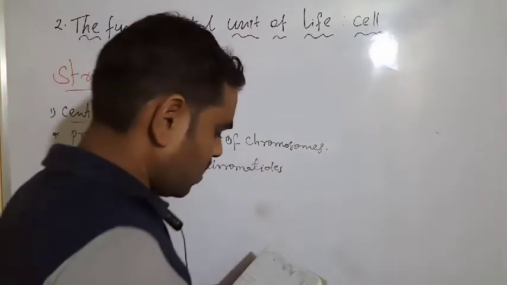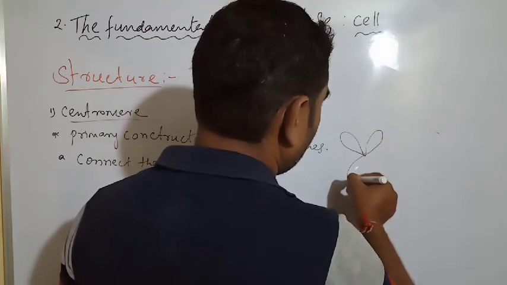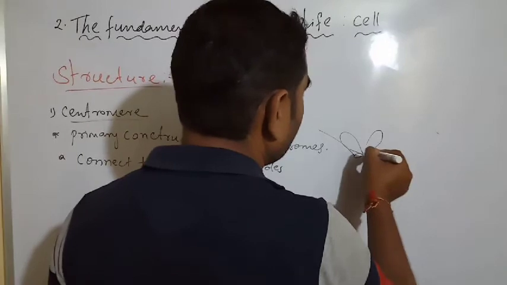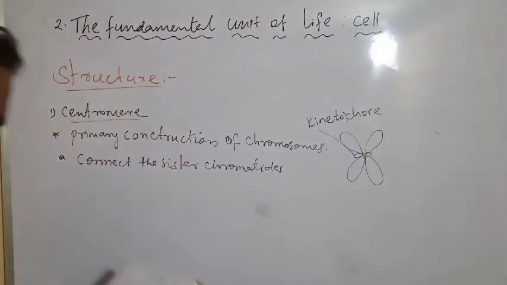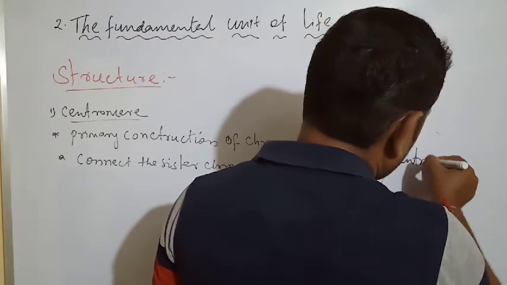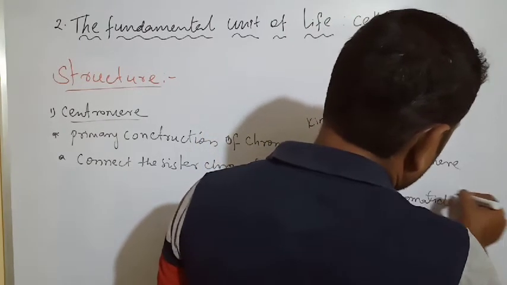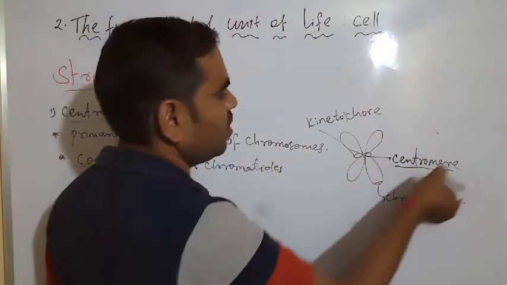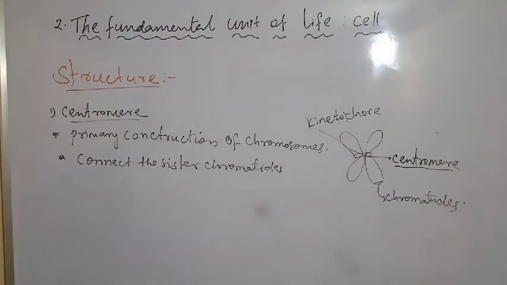See, for example, here is the centromere. This is the centromere, and these are the sister chromatids. Here is the kinetochore, on this side of the centromere. See this one, the centromere, and this one, the chromatids. The centromere is the primary constriction of the chromosomes and connects the sister chromatids. These both are sister chromatids.